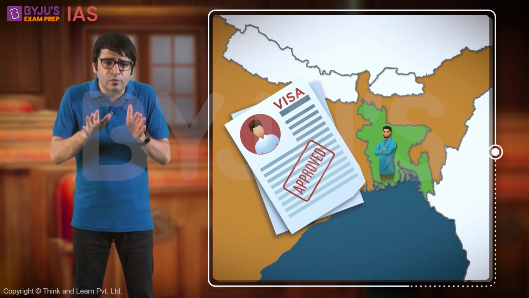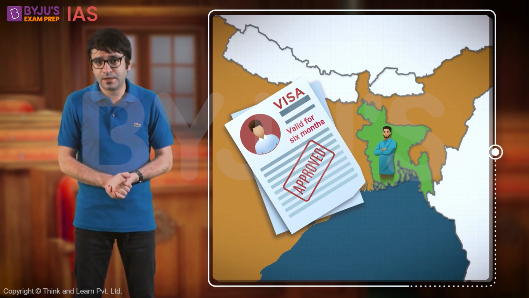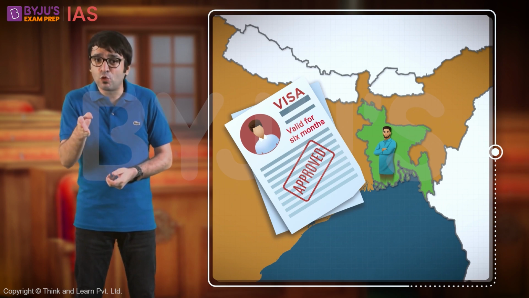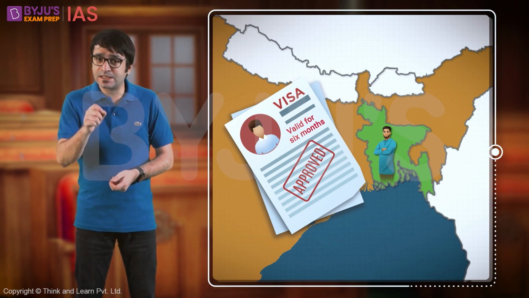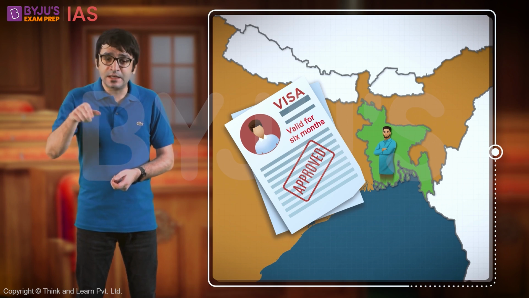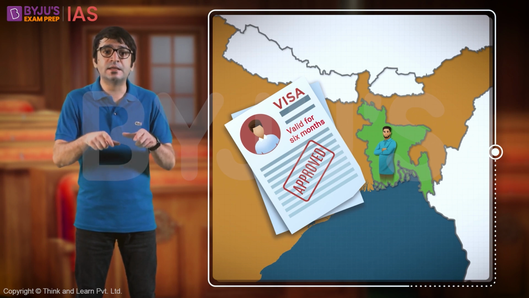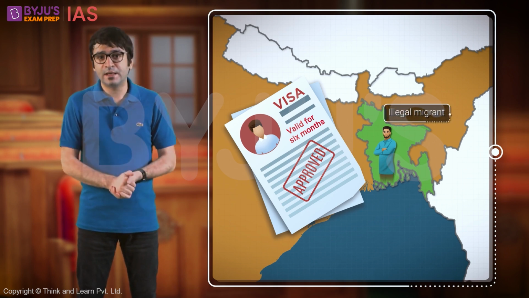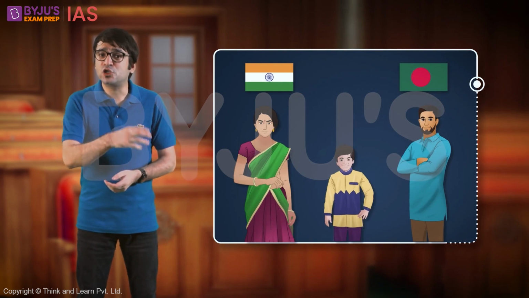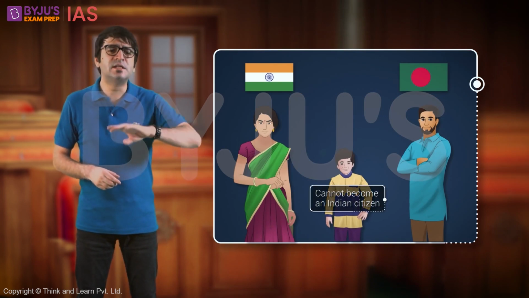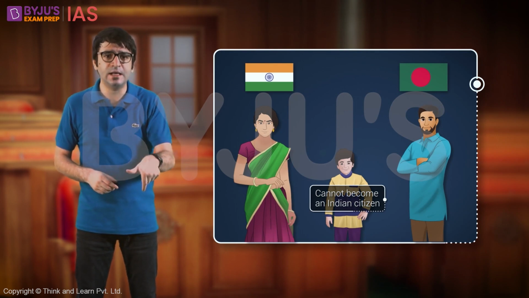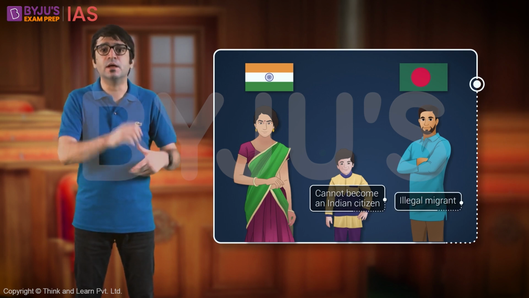But now let's say this visa was valid for 6 months, and this individual is now overstaying. He is staying more than 6 months in India. He is now an illegal migrant. And if he marries an Indian and a child is born, this child cannot become an Indian citizen, despite the fact that the child was born in India, because one of the parents is an illegal migrant at the time of the birth.